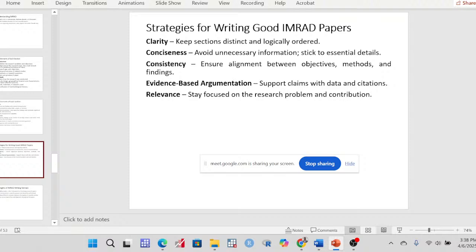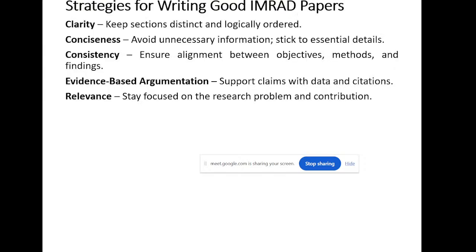So what are some of the strategies that you could institute? The first point is clarity. Always keep sections distinct and logically ordered. Like the way I was explaining, right? There is a consistency in mentioning the related findings of the literature that you are referring to. The second point is conciseness, right? Avoid unnecessary information and stick to essential details. We've always mentioned stick to your objectives, stick to your findings, and stick to your discussion. Don't bring in irrelevant points just to fill up the numbers.